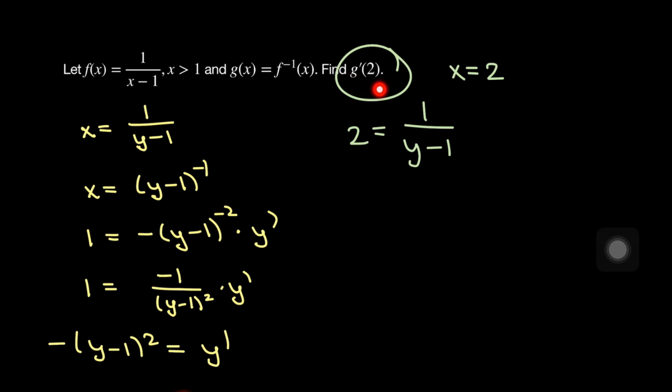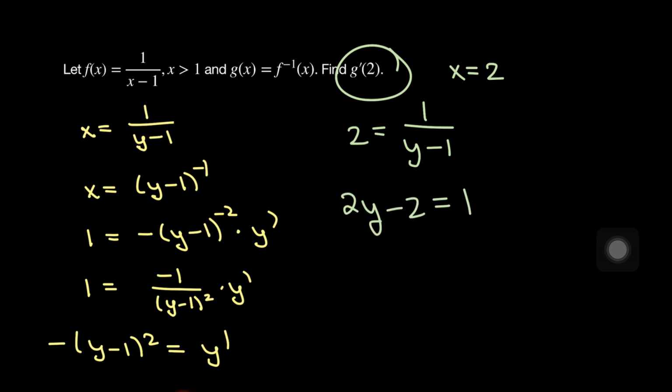Now we want to find g prime of 2. I want to find the derivative of this function, this inverse, when x is 2. But my derivative is in terms of y. So I'm going to have to take that 2, x equals 2 for the inverse, and plug it into my inverse equation. 2 equals 1 divided by y minus 1. And this is something that we can solve for y.